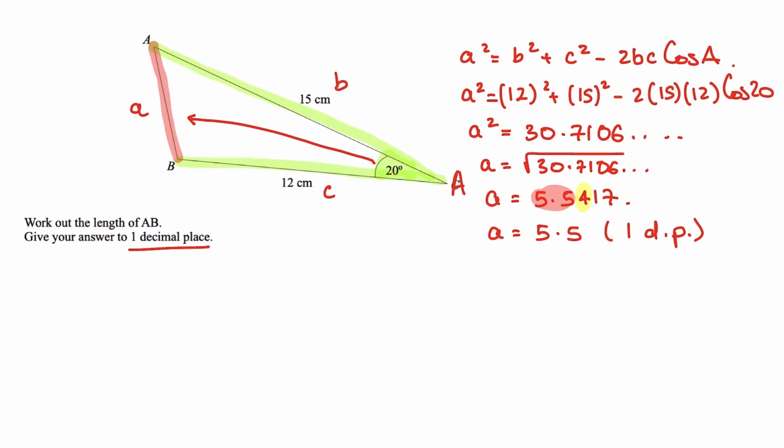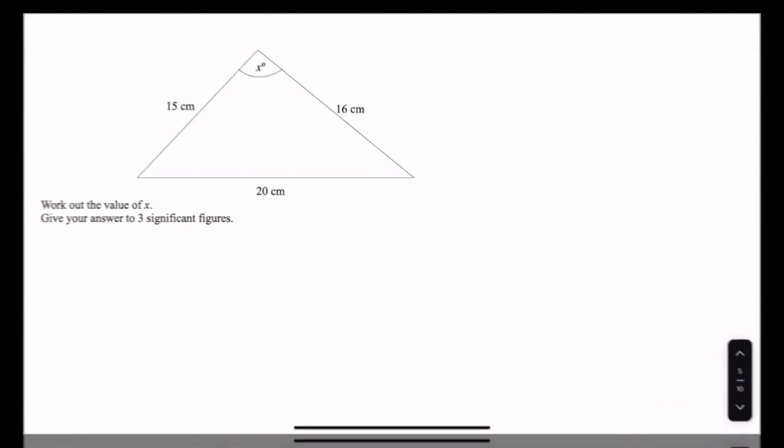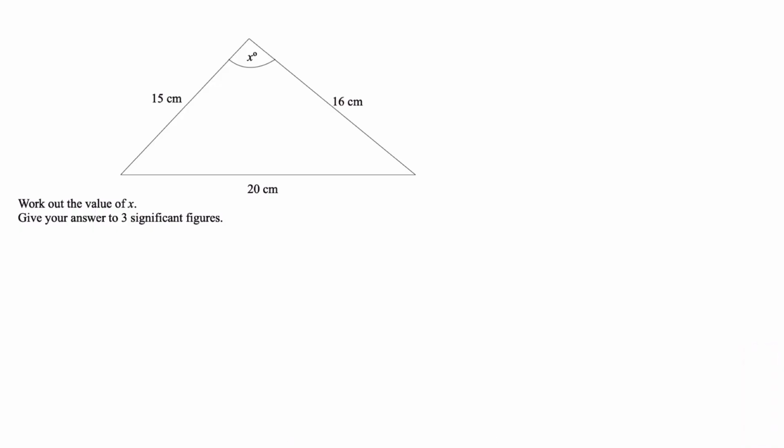So now hopefully we should have a good understanding of how we can use the cosine rule when we have two sides and the angle between them to find the side that is opposite the angle. So now we'll be moving on to how we can find the angle when we know all three sides. So let's have a look at this question here. As I said, this is still the cosine rule, but in this case we're looking at a different scenario where we have all three sides and we've been told to find the missing angle.